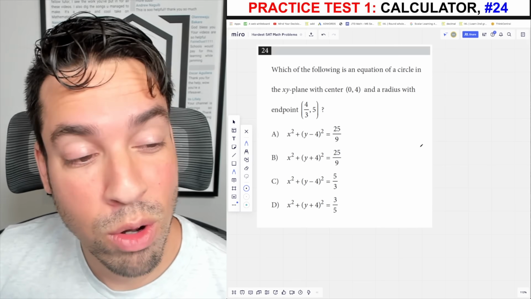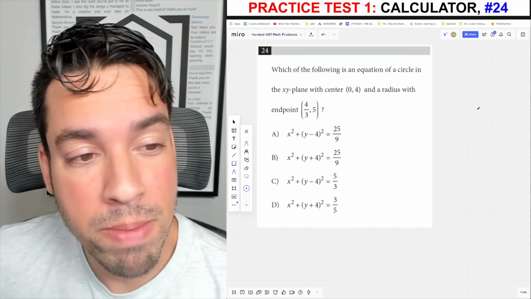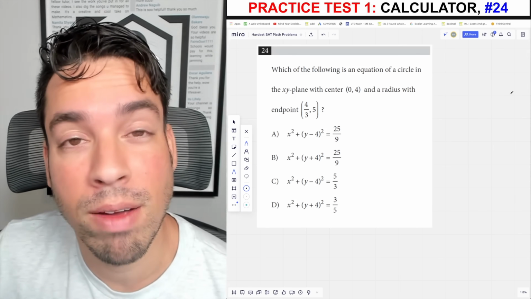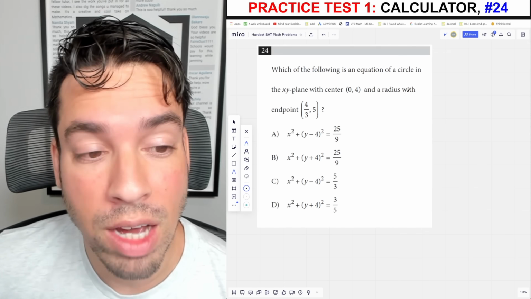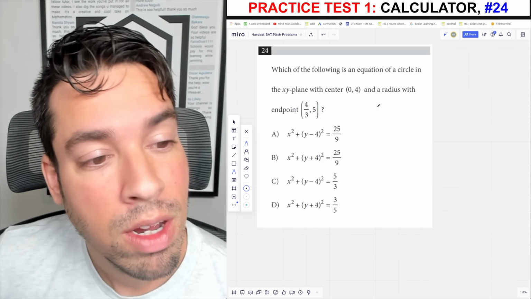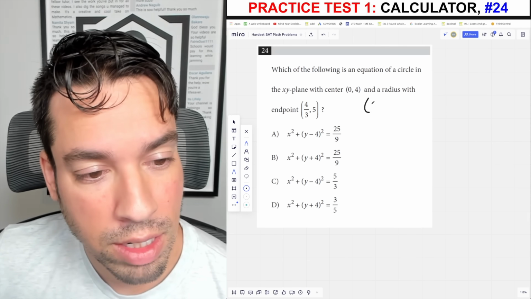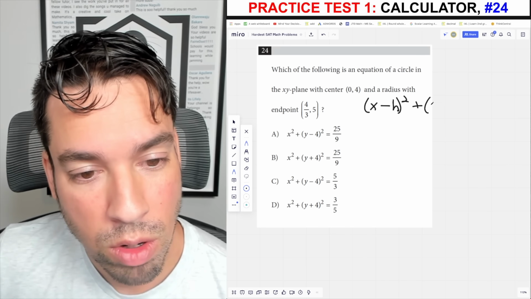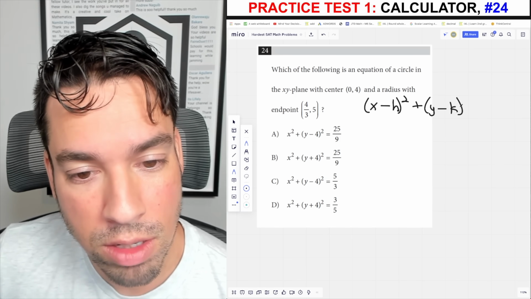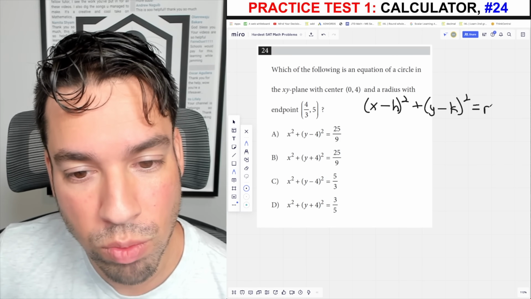Now we come to a good old-fashioned circle equation problem, and what makes these problems pretty difficult is just the fact that you have to memorize this lengthy equation of a circle, but you gotta learn it. You gotta put in the time and make sure you have it down. Here's the equation of a circle. It is (x minus h) squared plus (y minus k) squared equals the radius squared.